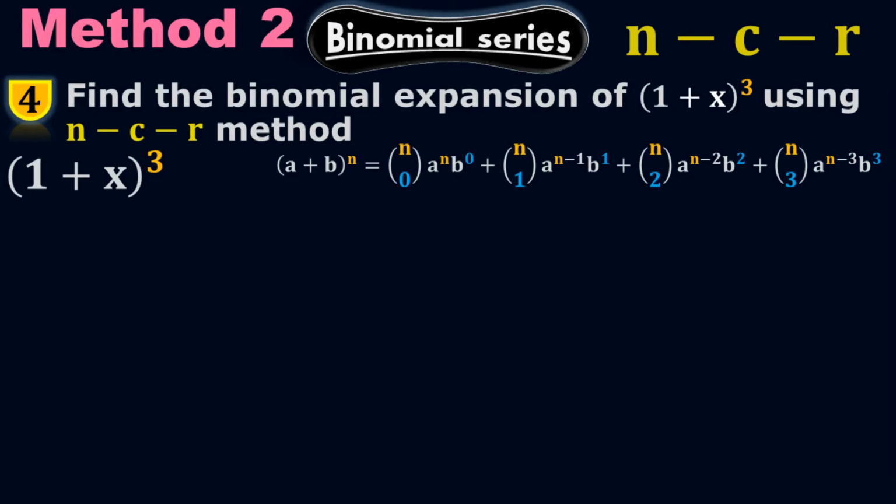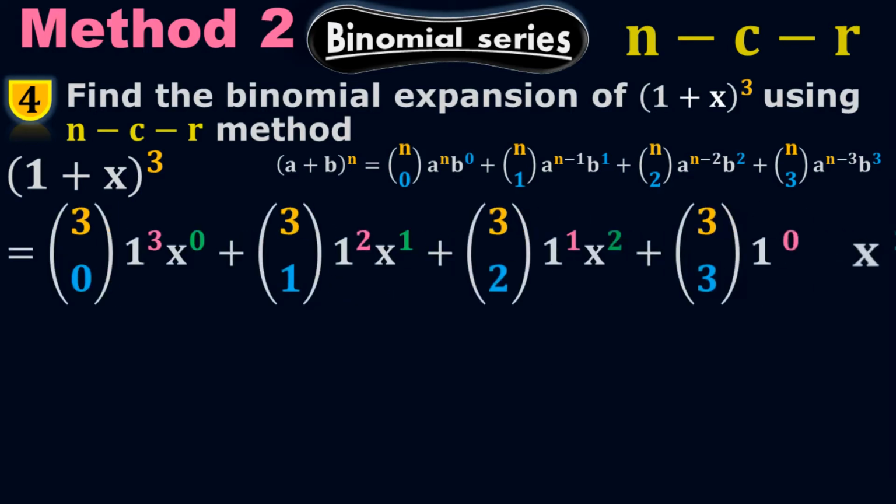This is the NCR method. We have 3 choose 0 into 1 to the 3 times x to the 0, plus 3 choose 1 into 1 to the 2 times x to the 1, plus 3 choose 2 into 1 to the 1 times x to the 2, plus 3 choose 3 times 1 to the 0 times x to the 3. Just apply the NCR method. For the n, we plugged in 3 because my n is 3 here. So put 3 all the way for all the yellow n's, here, here, here, and here.